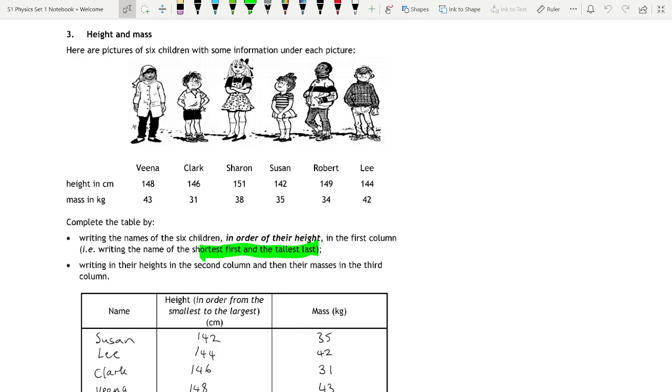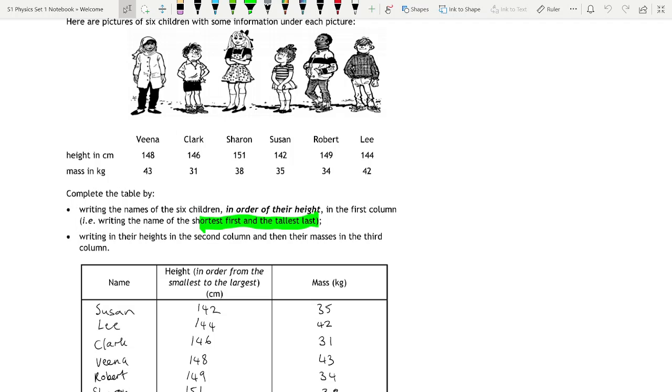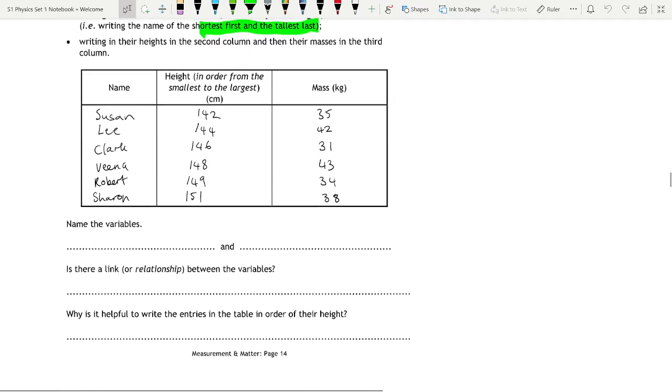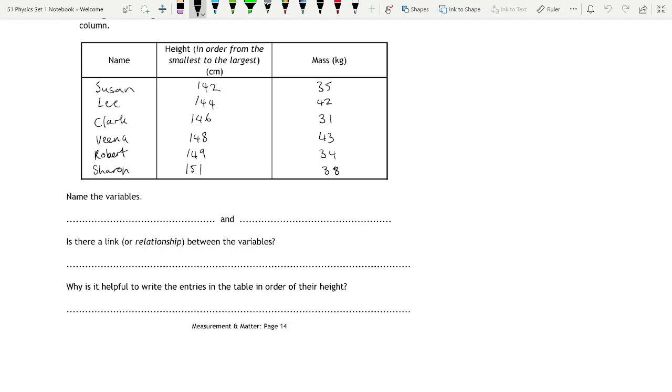in order of their height in the first column, i.e. writing the name of the shortest first and the tallest last. Writing in their heights in the second column and their masses in the third column. So it should look like this. So I did this earlier just so it didn't take me forever. So it should go from Susan to Sharon.